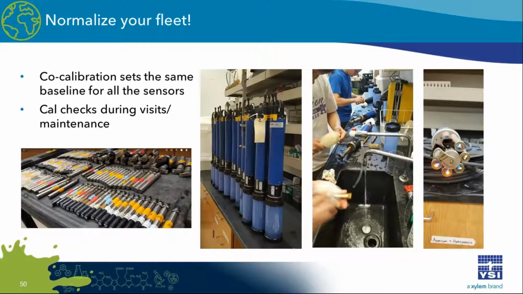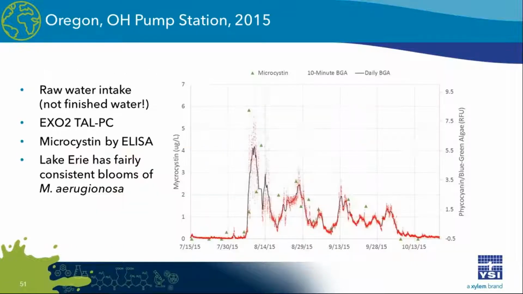Here are some fantastic pictures of this, where they have a series of sondes, and this is one of the beautiful things about the EXO platform. Here we're showing a bunch of total algae PC sensors. They've got 5 sensors on one sonde with the CT sensor. And this way they can calibrate all of these at the same time and really normalize that fleet of sensors, just as I was mentioning earlier. And then occasionally they just do cal checks with water to make sure those sensors are still looking normal while they're out in the field.